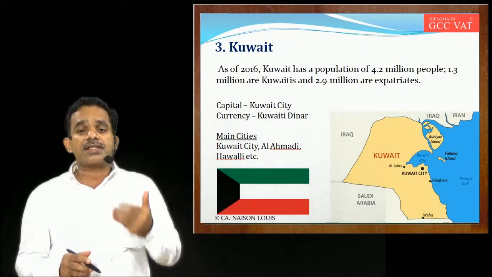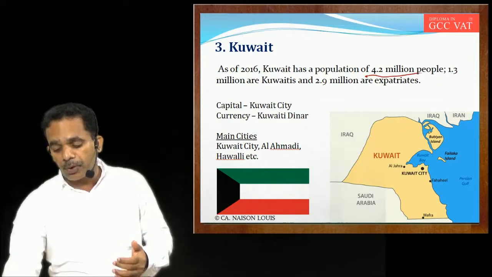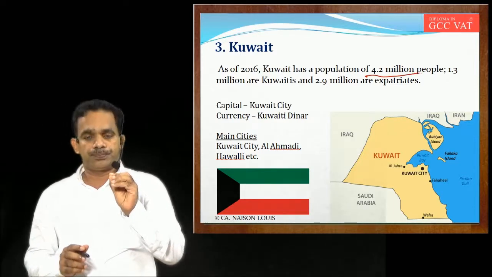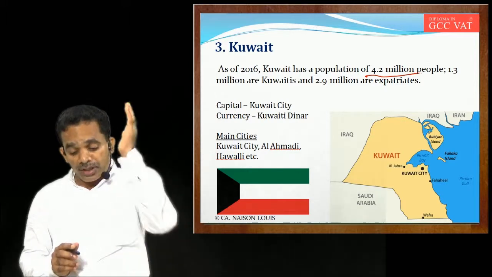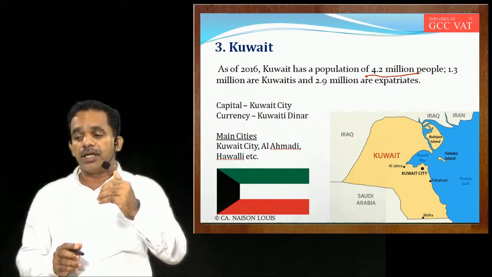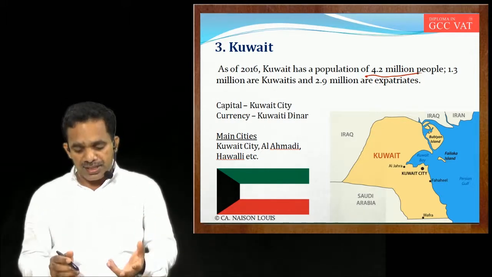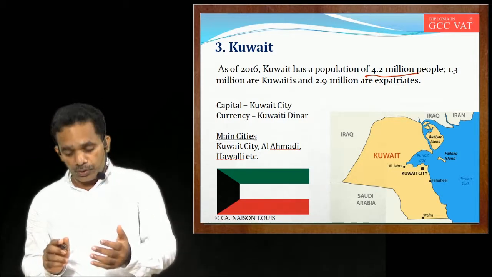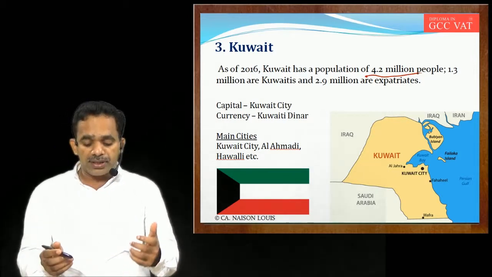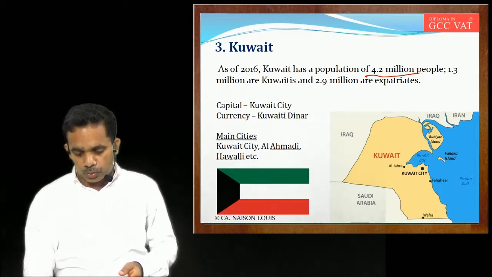Then the next country is Kuwait. Kuwait has a population of 4.2 million people, out of which 1.3 million are Kuwaitis, and more than that, 2.9 million are expatriates. The capital is Kuwait City, and the currency is the Kuwaiti dinar. The main cities include Kuwait City, Al Ahmadi, Hawali, etc. So this was the basic information about Kuwait.